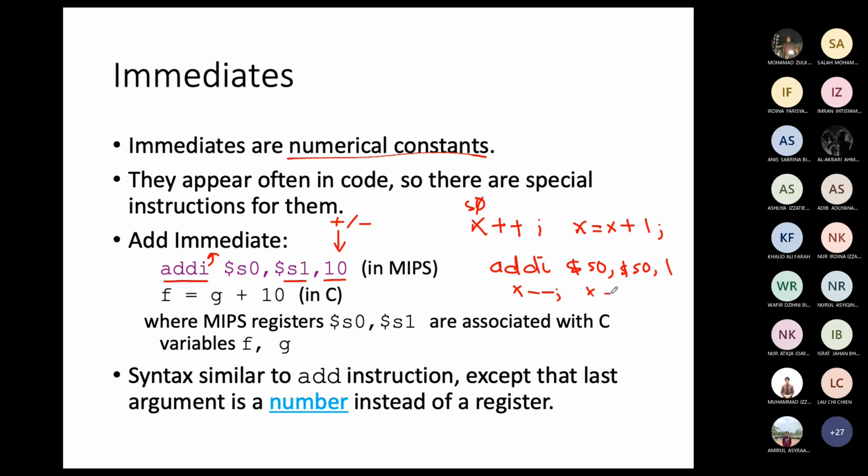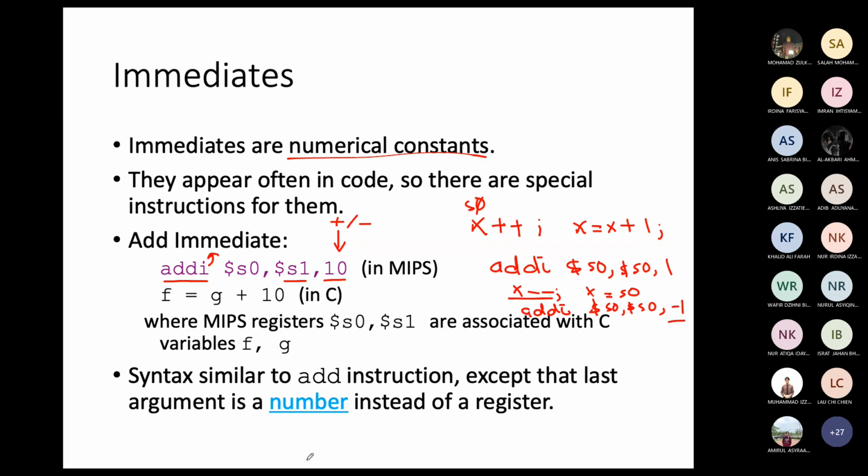Okay, so X is $s0. So I can write ADDI $s0, $s0, -1 to represent X = X - 1. The minus or plus sign is put on the constant. You will put it on the constant.